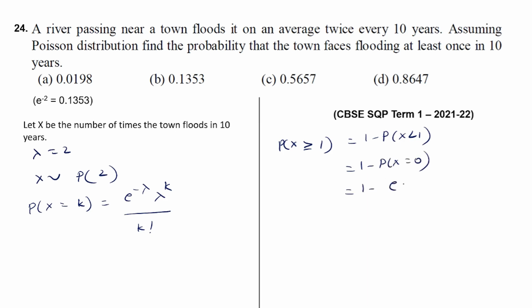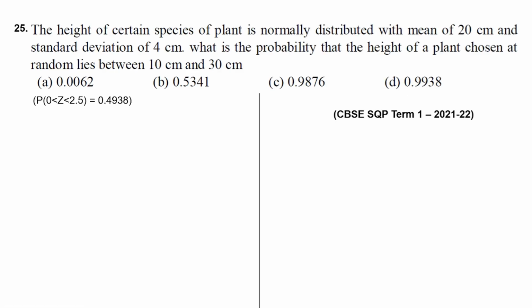It is 1 minus e raised to minus lambda, lambda is 2, 2 raised to 0 by 0 factorial. So it is 1 minus e raised to minus 2. E raised to minus 2 is given as 0.1353. This is 1 minus 0.1353. This is 0.8647. So the correct option is option D, which is 0.8647.